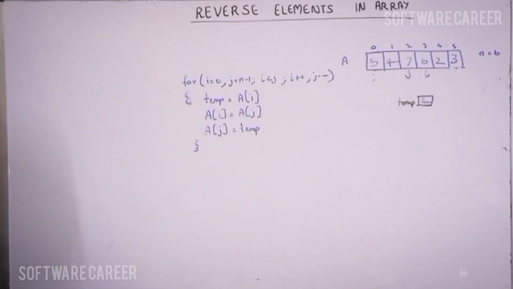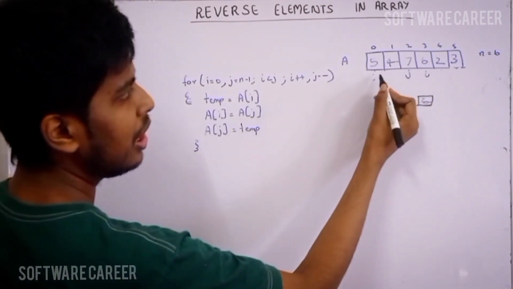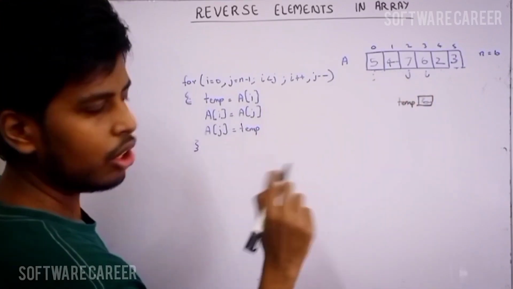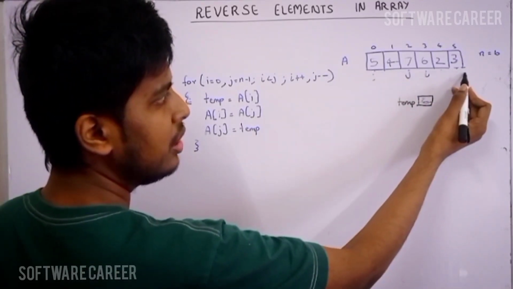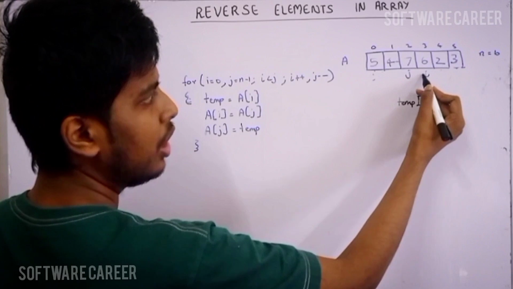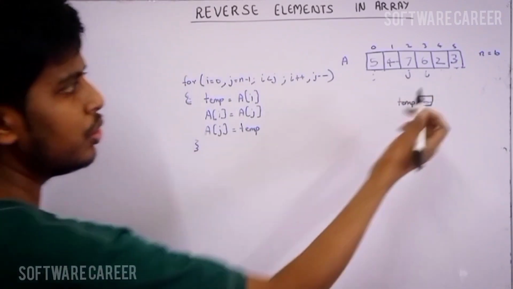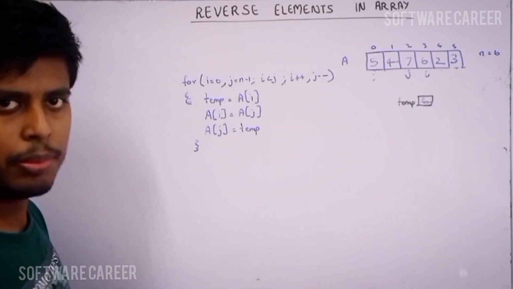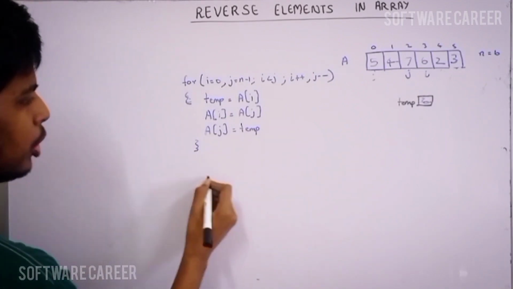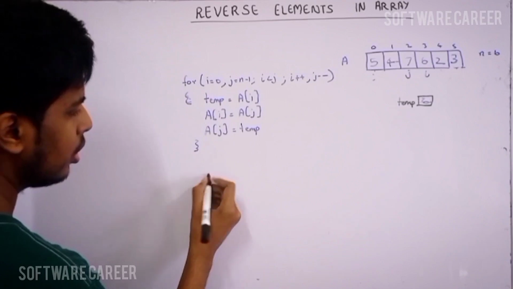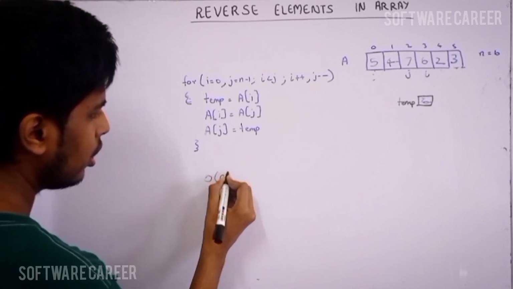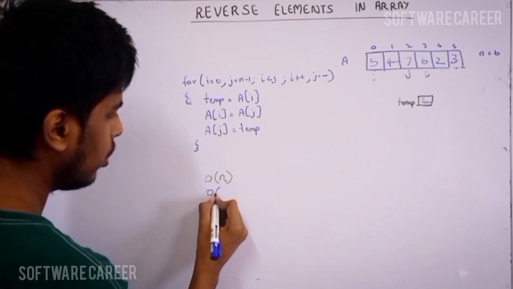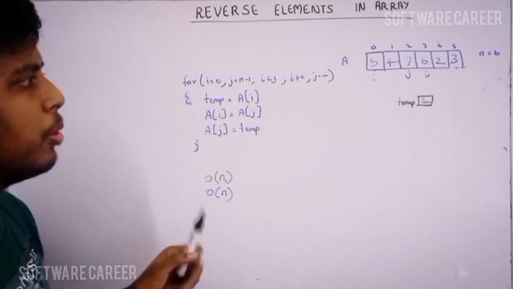Now let's see the time complexity. Time complexity for traveling i is n by 2. You are traveling half of the array only. Then j you took from the last index, and you travel the second half backwards. So j will travel n by 2 times. So n by 2 plus n by 2 is n. So time complexity is O of n. This is the time complexity.